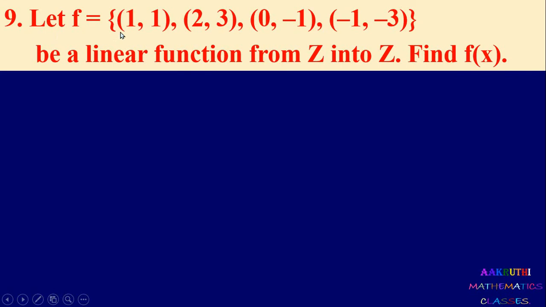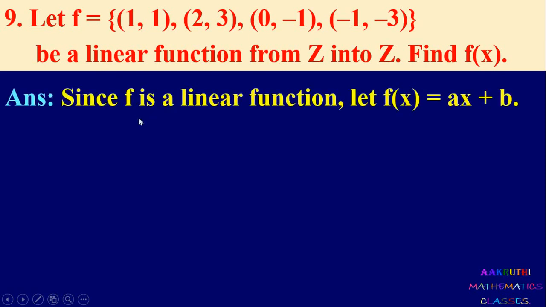So next problem, let f equal to (1, 1), (2, 3), (0, minus 1), (minus 1, minus 3) be a linear function from Z to Z. Find f of x. Now here the function is given: 1 related to 1, 2 related to 3, 0 related to minus 1, and minus 1 related to minus 3. So you have to find f of x, and f of x is a linear function. So since f of x is a linear function, we can take f of x is ax plus b.